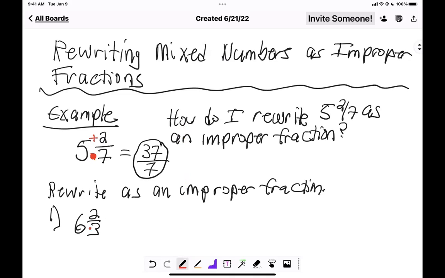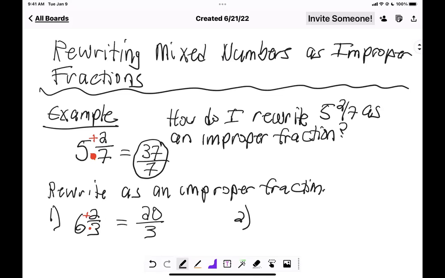Multiply the denominator times the whole number, add the numerator. So I would go 6 times 3 is 18, plus 2 is 20 out of 3. Denominator stays the same, 20 out of 3. You can even see it as bigger than 1 because 20 out of 3 is way more than 3, right? So it's lots of 3s, and 20 is definitely bigger than 3.